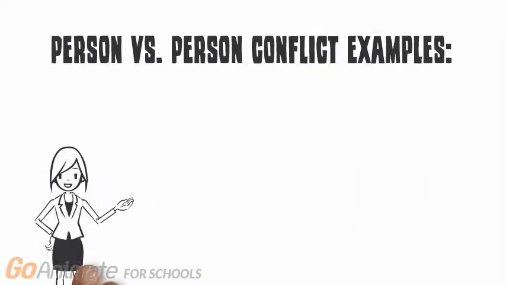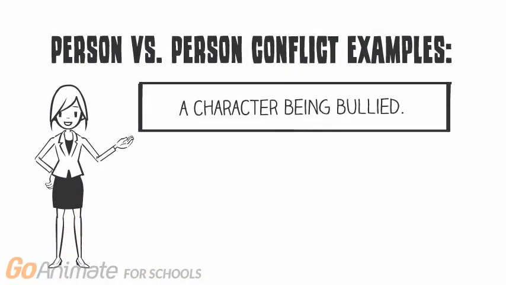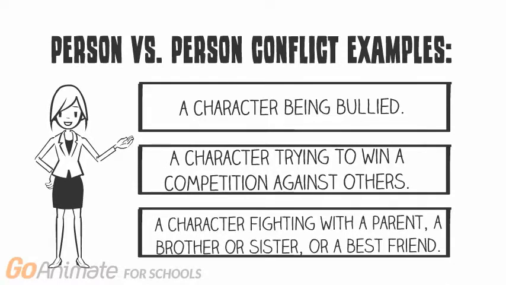Here are person versus person conflict examples. A character being bullied. A character trying to win a competition against others. A character fighting with a parent, a brother or sister, or a best friend.